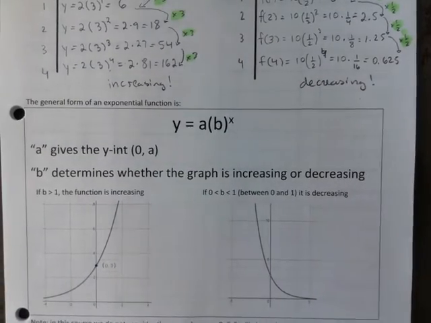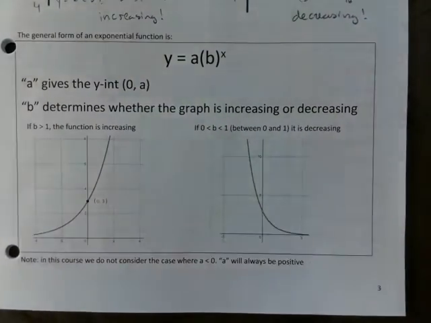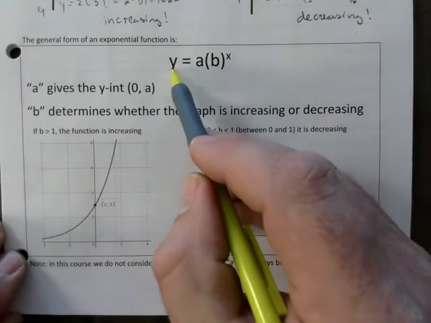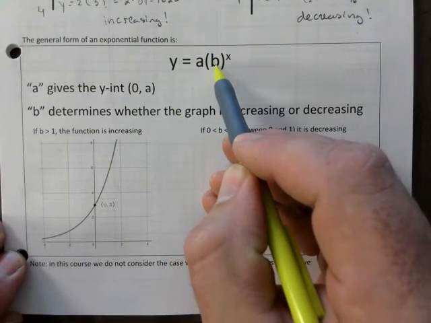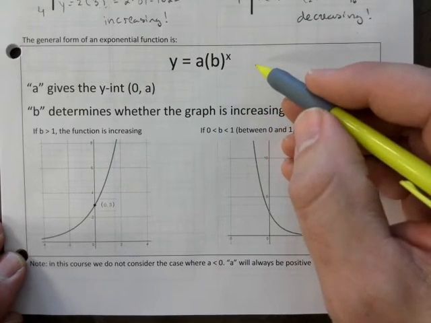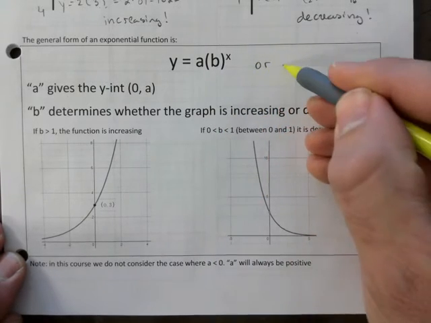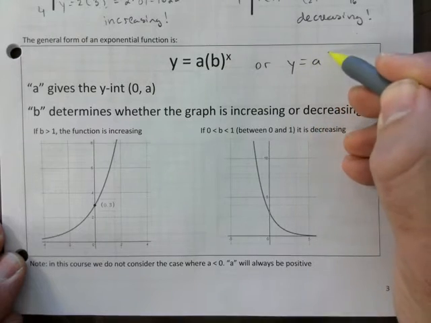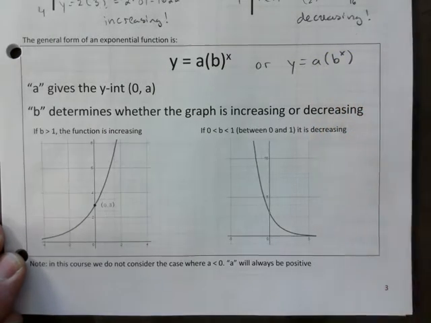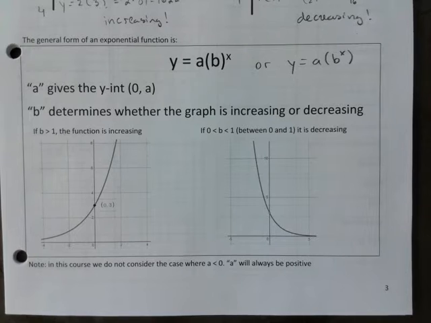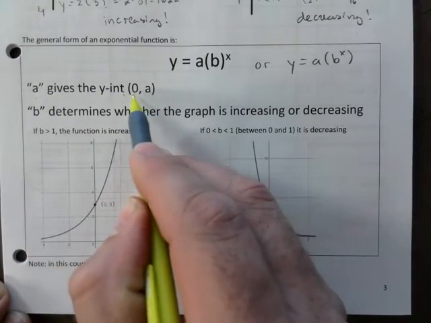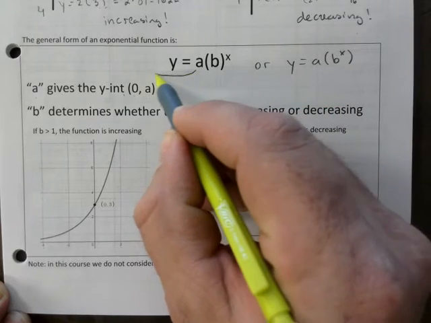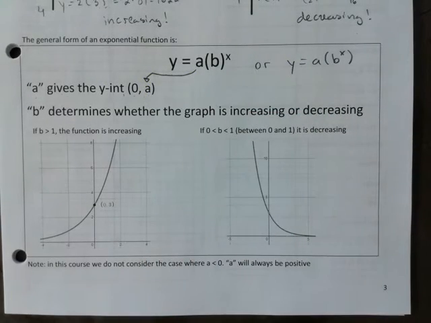So in general, when you have a function like this, y is equal to a times b to the power of x, I will warn you that some of the homework questions will be like this. I've seen it like this. Not a big deal, right? The exponent is inside the bracket with b, same thing. We're doing the same thing, okay? a gives the y-intercept, right? 0, a. So you know that's going to be part of your graph when you're graphing it.